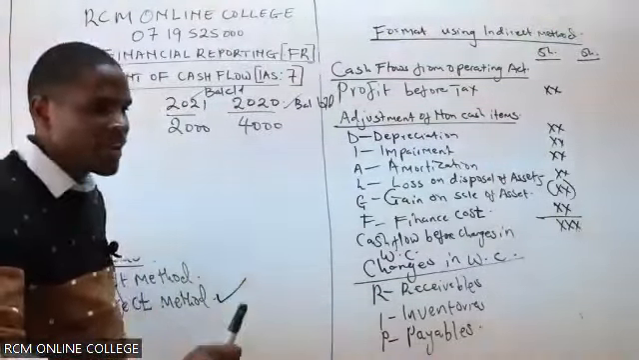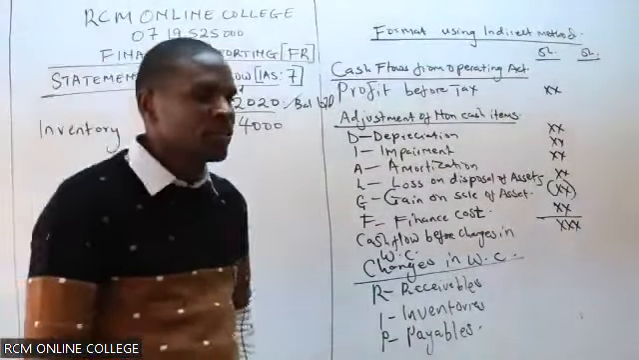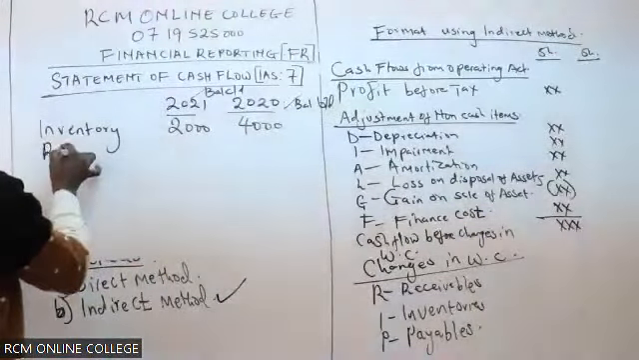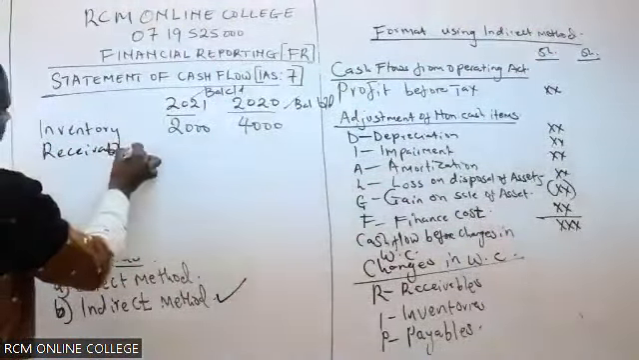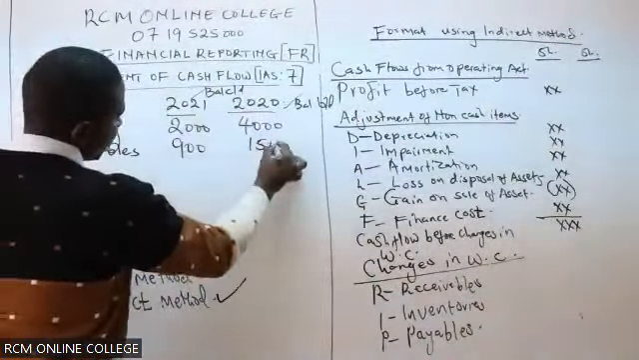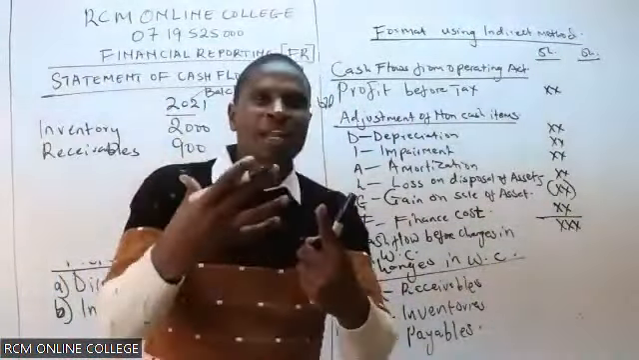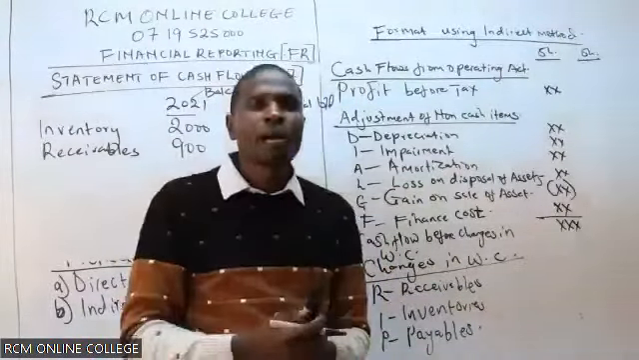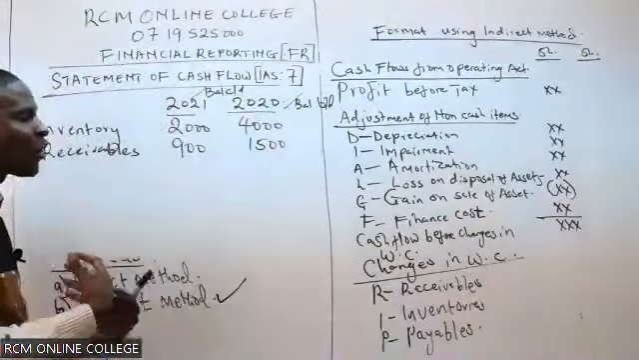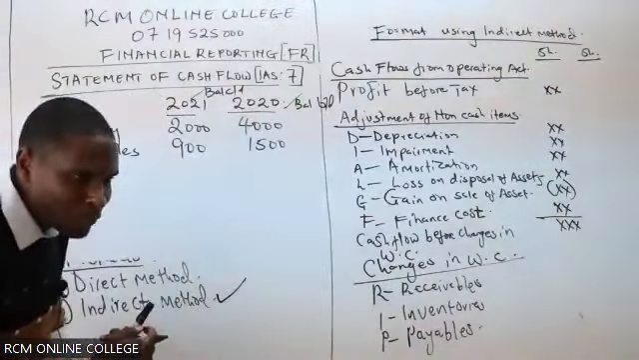Nehemia, our good friend, tells us that these people sold some inventory. We go to the other one. We have receivables. Here they had 900, then here they had 1,500. What happened to the receivable? Those who owed us, did they pay us or did we lend to more people? That is what you ask yourself. Did they pay us or did we add? They paid us.